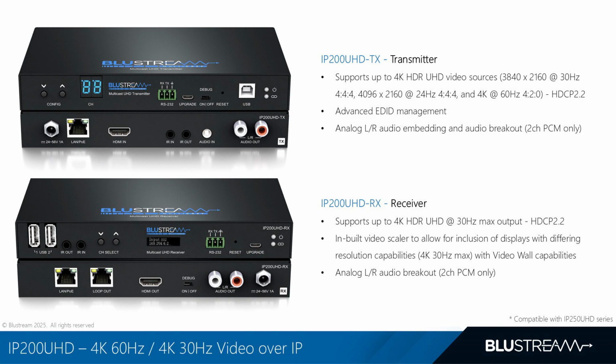Now, here's the key detail to understand. The transmitter supports 4K 60 420 and 4K 30 444 source inputs. However, the receiver is limited to outputting a maximum of 4K at 30 Hz. So if a 60 Hz signal is sent to the transmitter, it's automatically downsampled to 30 Hz out the output.